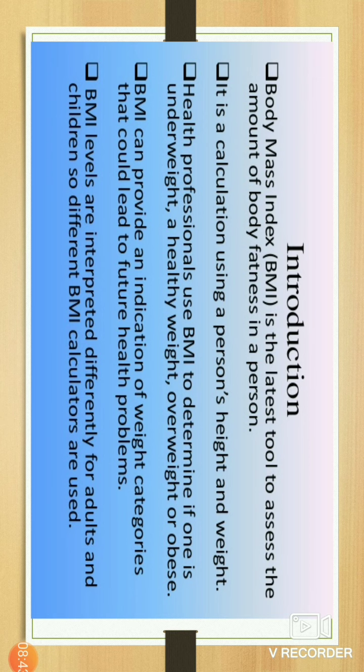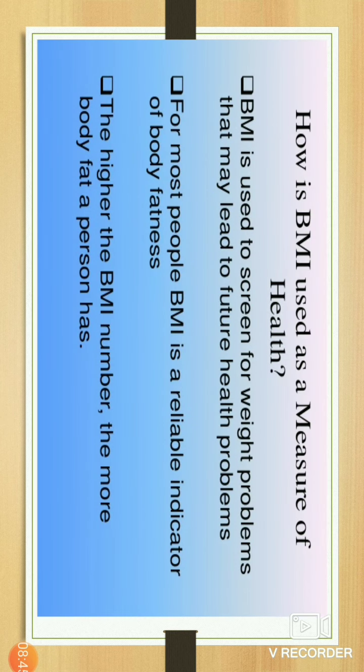Now, how is BMI used as a measure of health? BMI is used to screen the weight problems that may lead to future health problems. For most people, BMI is a reliable indicator of body fatness. The higher the BMI number, the more body fat a person has.